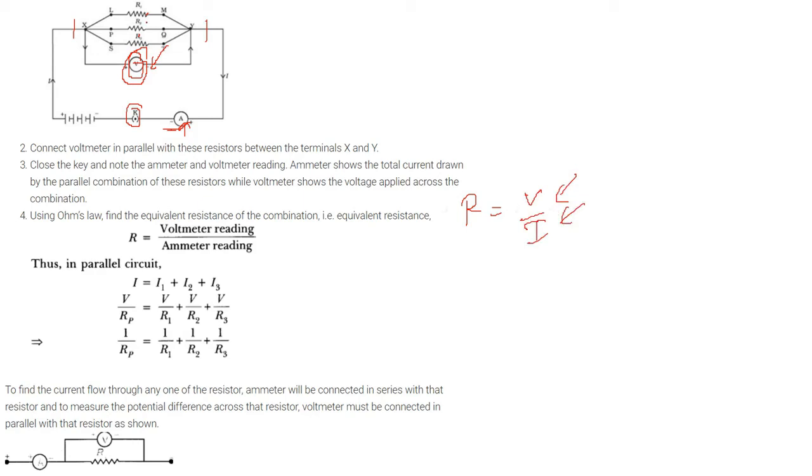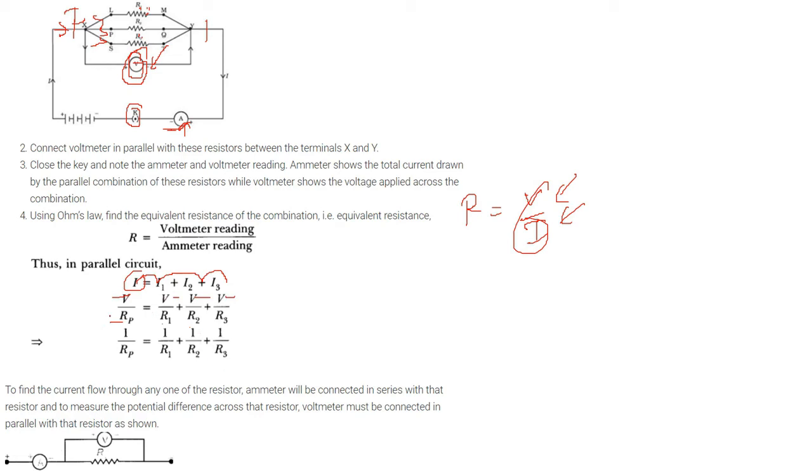And because these 3 are in parallel, if current I is going here, I1 will be here, I2 will be here, I3 will be here. So the current I will be I1 plus I2 plus I3. I is V by R. So V by resultant R will be V by R1 plus V by R2 plus V by R3. V gets cancelled, it is common. So 1 by Rp will be equal to 1 by R1 plus 1 by R2 plus 1 by R3.